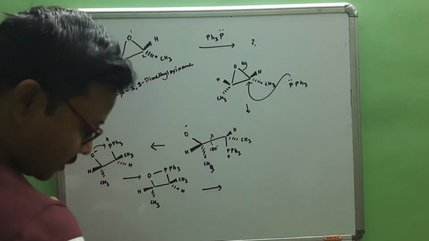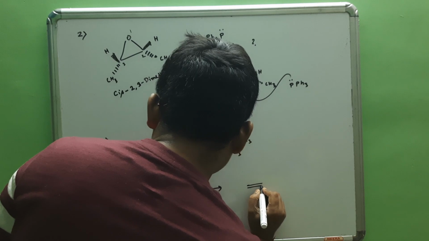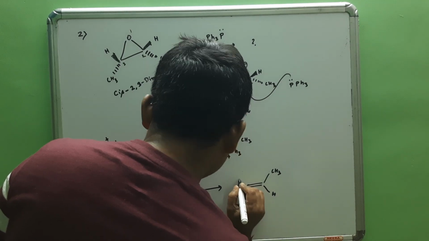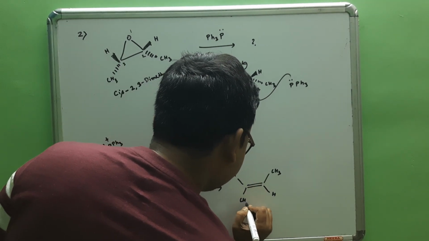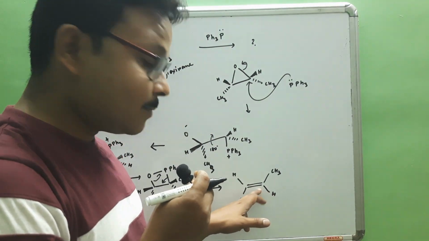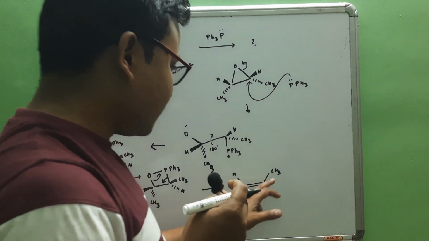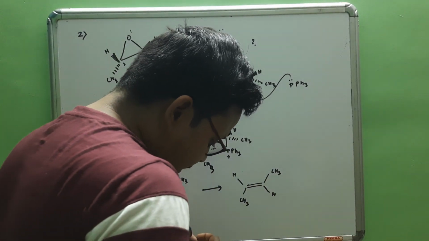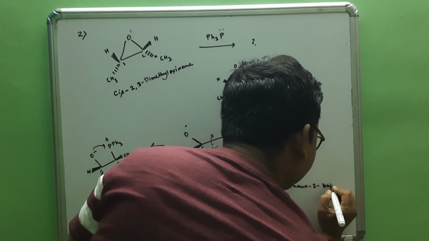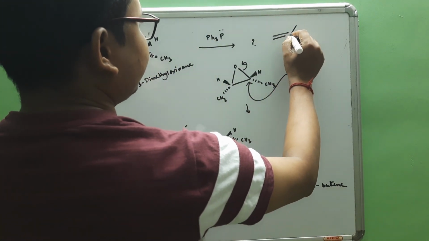So what happened next? In the next structure, this side CH3, this side hydrogen, this side hydrogen, this side CH3, because after formation the alkene will be formed. So this is sp2 hybridized, so all these groups will be on the same plane, with 180 degree bond angle. So this is a trans compound actually. This is called trans-2-butene. So the end product will be trans-2-butene.